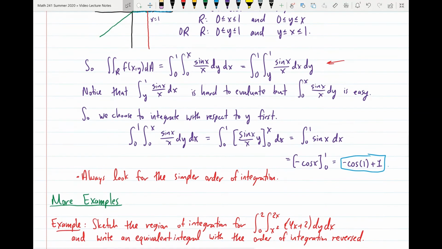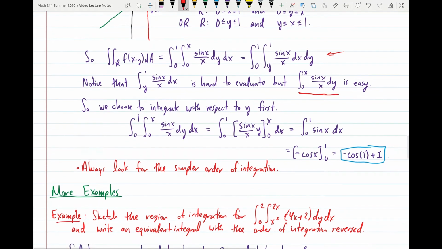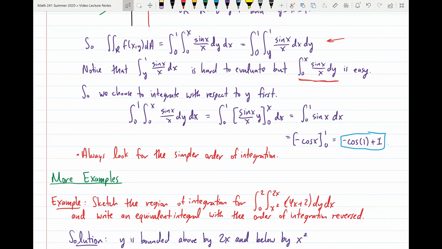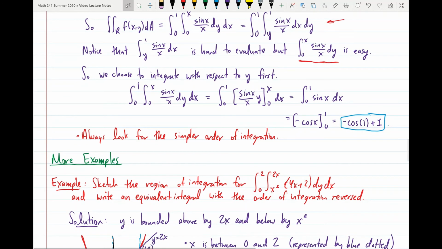So notice that, again, integrating with respect to x is difficult, but integrating with respect to y is going to be easy. So this integral from 0 to x of sine x over x dy ends up being easy to evaluate. So we choose to integrate with respect to y first, of course, because we want to do the easy thing. And we get the iterated integral where we have the integral from 0 to 1 of the integral from 0 to x of sine of x over x dy dx.